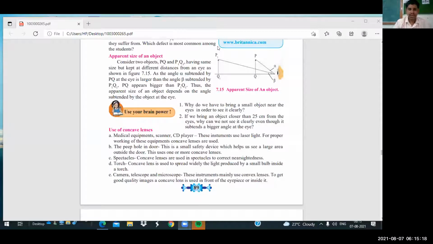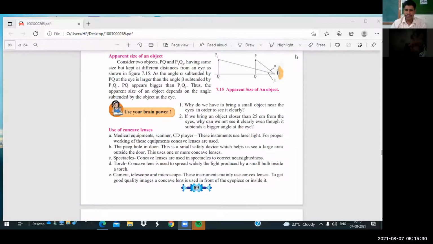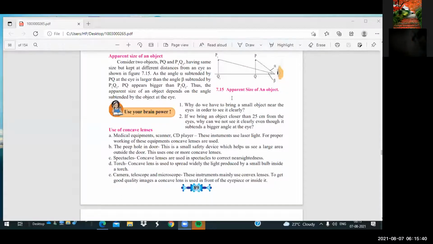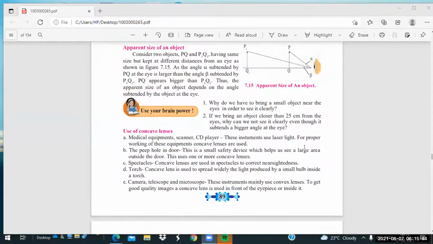Then the torch, where you can see the concave lens. What is the function of the concave lens? It diverges light from its own place. So for that reason, concave lenses are used in the torch. What is the purpose behind it? The purpose is to spread the light widely, and the light is produced by a small bulb inside the torch.